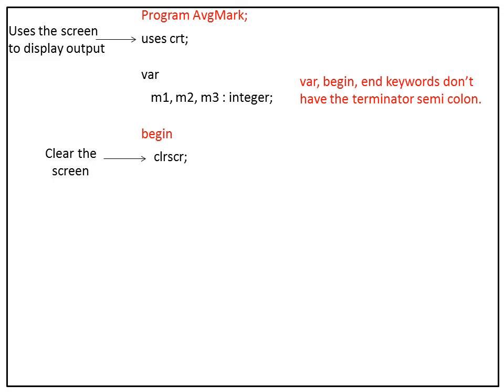Immediately after begin, you should give CLR. This is to clear the screen. That means when you run your program multiple times, those outputs will be displayed on your output screen. If you want to clear the previous outputs before displaying the recent output, then you should give CLR.